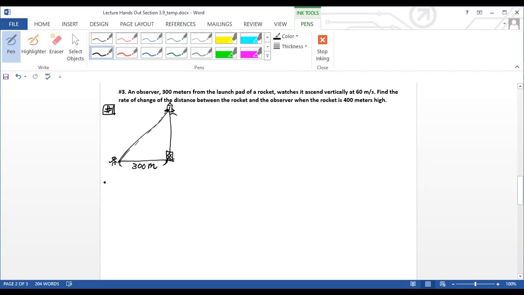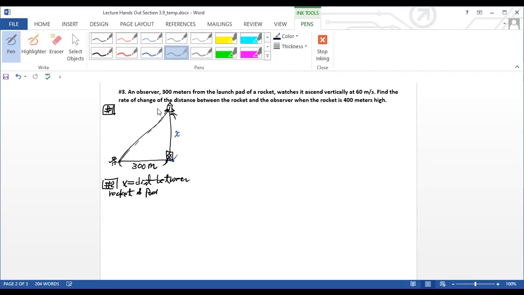Okay, so now step number 2 is here. We say let's list all the known and unknown variables. We can say let x be the distance here. I'm going to say that this is the x. The x is the distance between the rocket and the launch pad, okay?